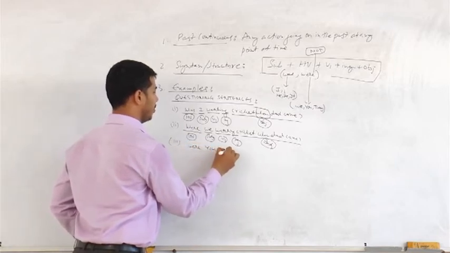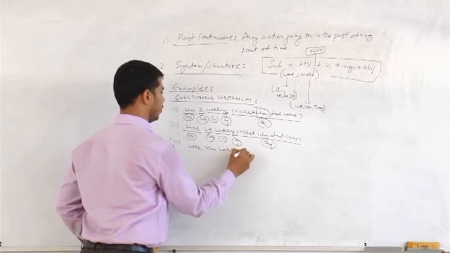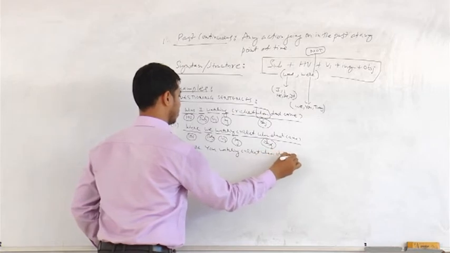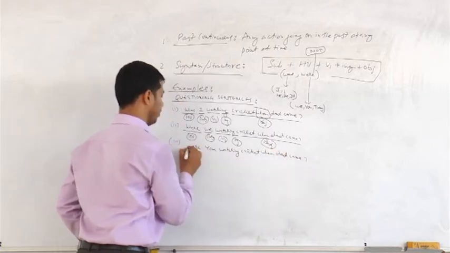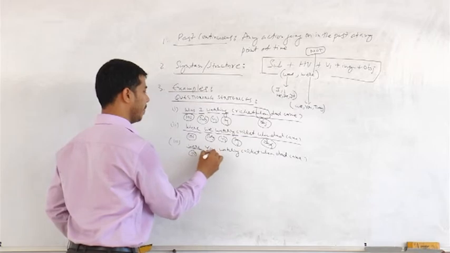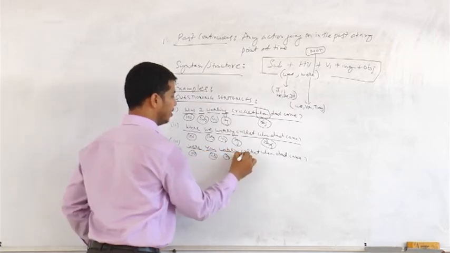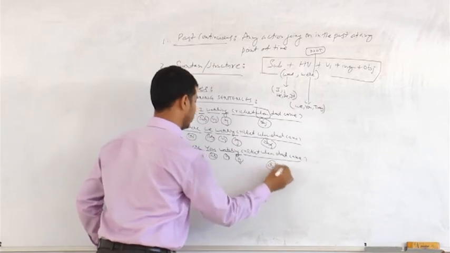Were you watching cricket when dad came? Where is the helping verb? You is the subject. What is V1? Watch. ing is ing. Cricket when dad came is the object.